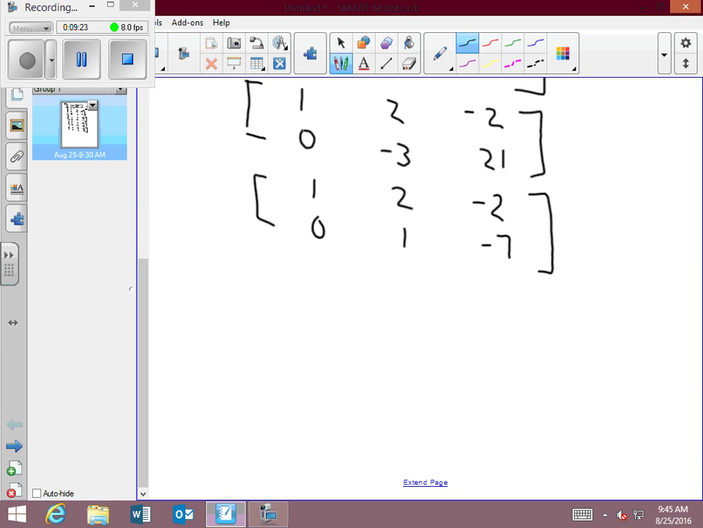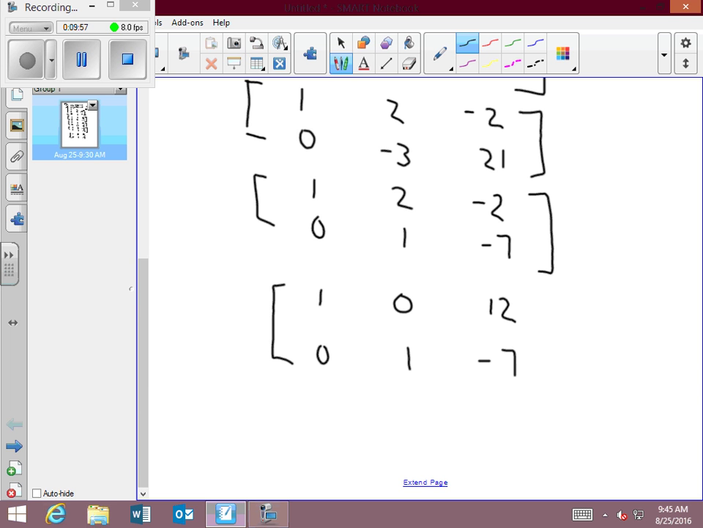So I'll take a -2 times this and add it to that. So -2 times 0, don't change this. -2 times this makes that one go away. So I have 1 and then a 0, right? And I take a -2 times this, which is a +14. Add it to this, that becomes a +12. And now my last row is 0, 1, -7.